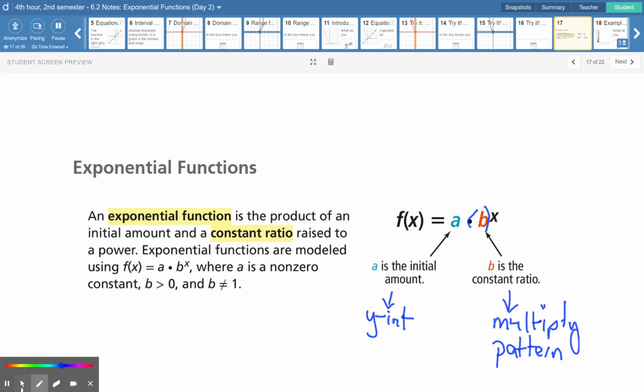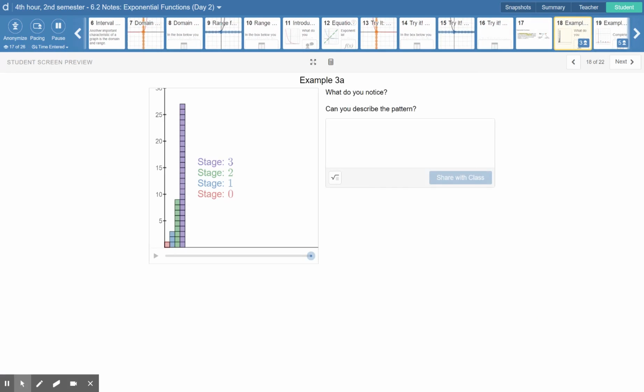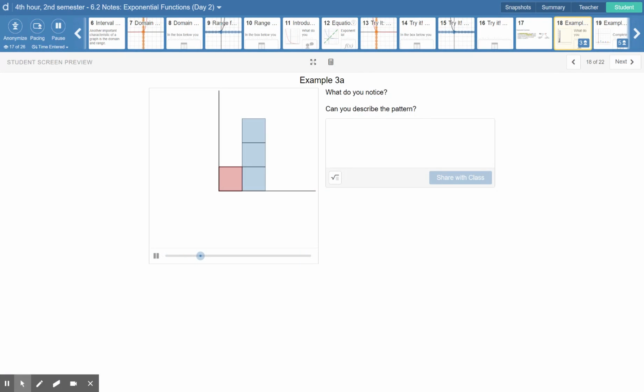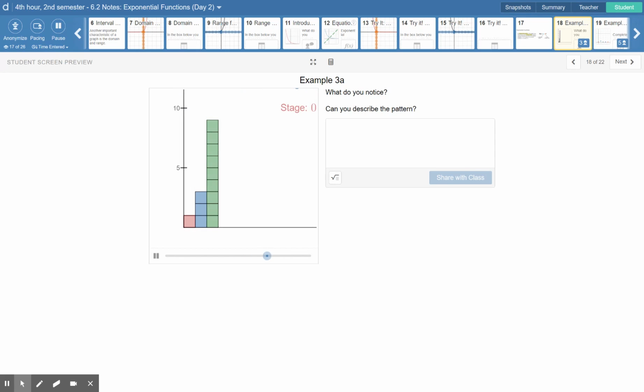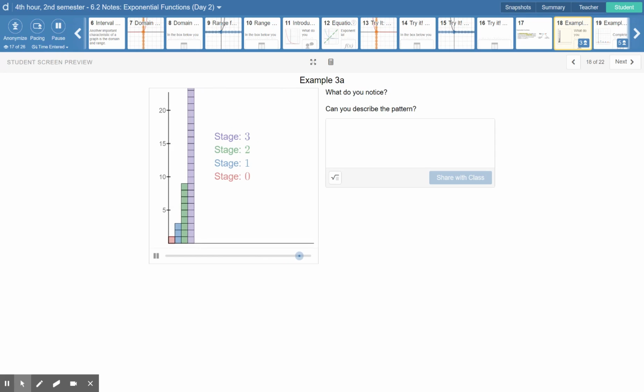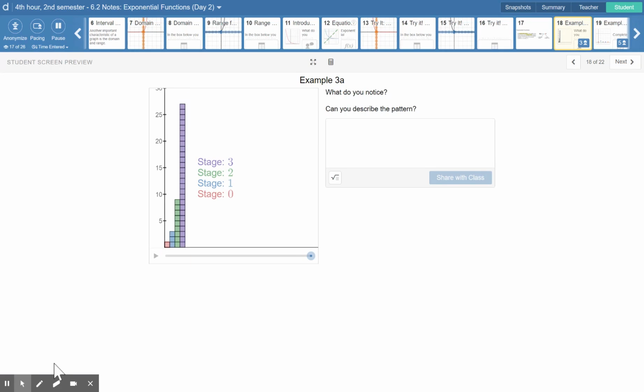So let's move to the next slide to visualize what this equation is going to look like. It says, what do you notice and can you describe the pattern? So let's play it again. First we start with one red block, go to 3 blue. Then, if you can count quickly, that's 9 green, and then all the way to 27 purple. A lot of you in class said it's increasing, it's going really quickly, it's getting tall very quickly. Some of you even said multiplying by 3. And let's dive more into that.